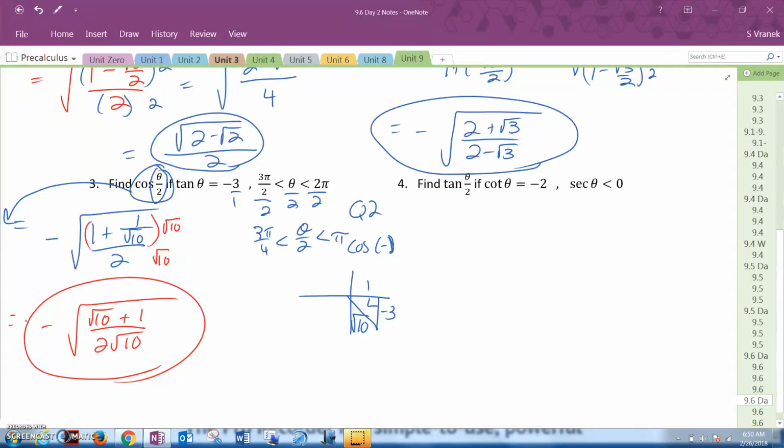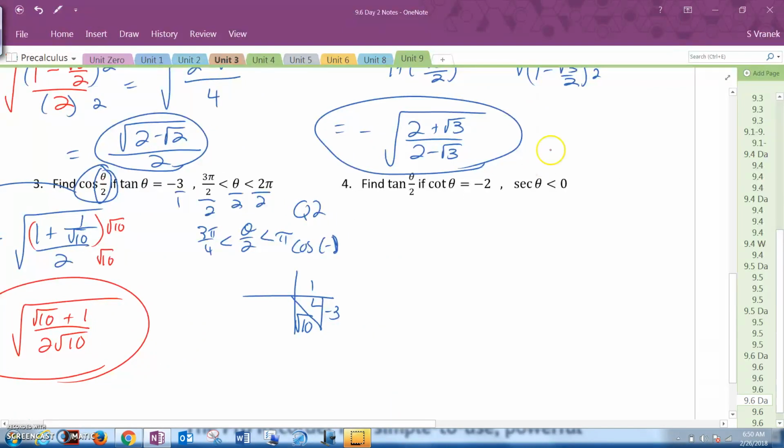Now, we have to figure out where theta is on this one. If secant or cosine is negative, we're in 2 or 3. If tangent is negative, we're in 2 or 4, so we're in 2. So we're in 2 for this one. If theta is in 2, think about having an angle between 90 and 180. No matter what angle it is, the half of that will be in quadrant 1, because if you take half of anything in quadrant 2, you'll end up in quadrant 1. So that means we're in quadrant 1, which means the tangent will be positive.